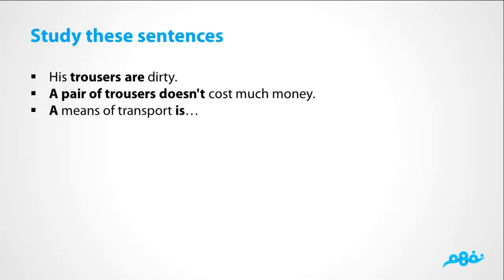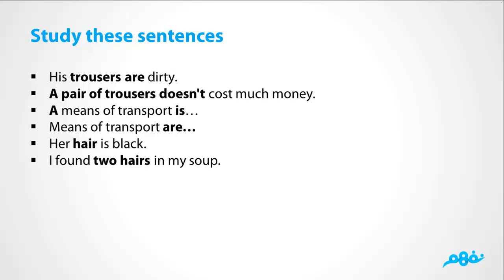A means of transport is, because the word means can be singular and plural. Means of transport are. Here we use the word means as plural. Her hair is black. The hair which covers the head is uncountable, so we say is. I found 2 hairs in my soup. Here we are talking about the separate hairs.